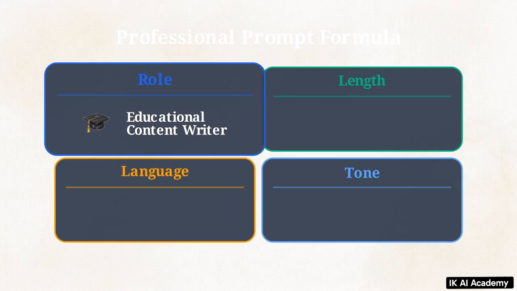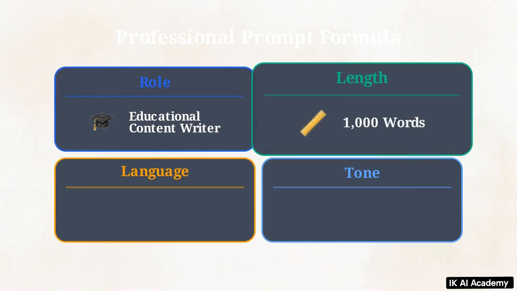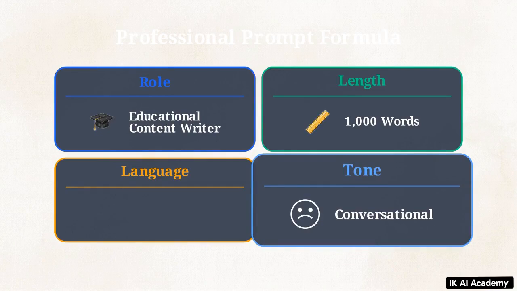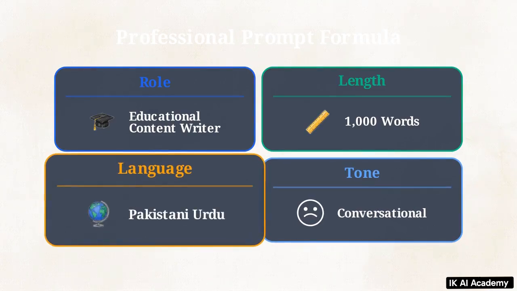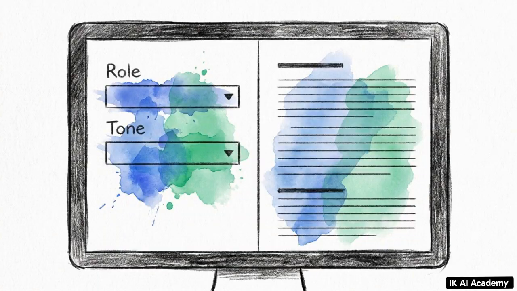First, we command it to act as an educational content writer. Then we set boundaries, instructing it to write exactly 1,000 words in conversational Pakistani Urdu. Deliberate prompt engineering takes an unpredictable AI model and locks it in as a highly controlled creative engine.